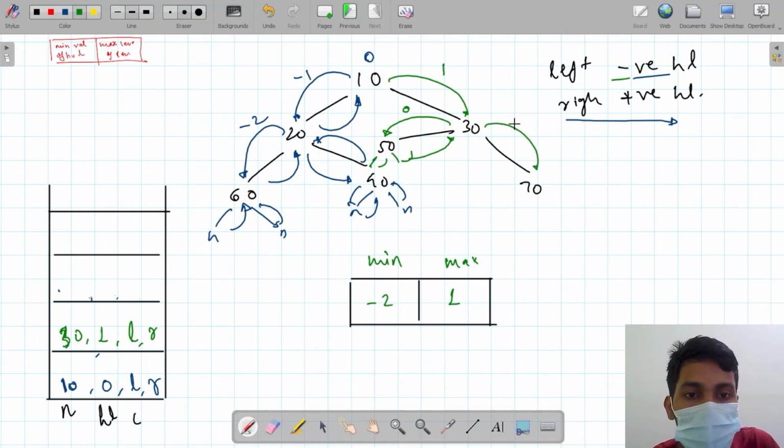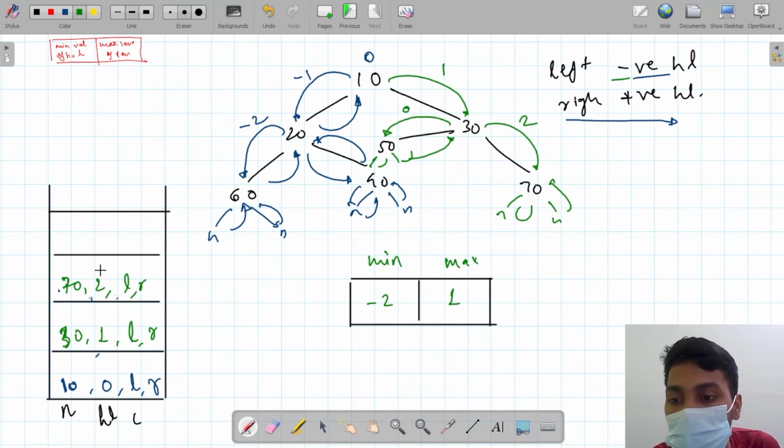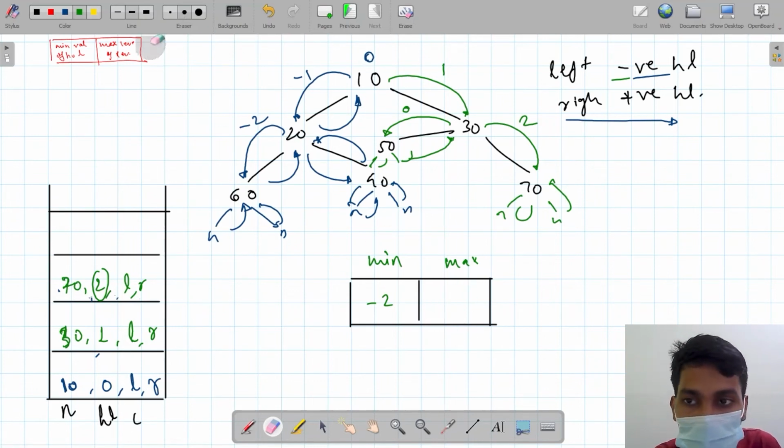While going to the right side, it is going to go with value 2. So at 70, the horizontal level is going to be 2, and left and right will be called, that is going to be null, null, and it is going to return. Now before returning we can see that the maximum value of the horizontal level in the stack is 2. Therefore we are going to update this. So the maximum value is being updated. So here it is going to be 2.